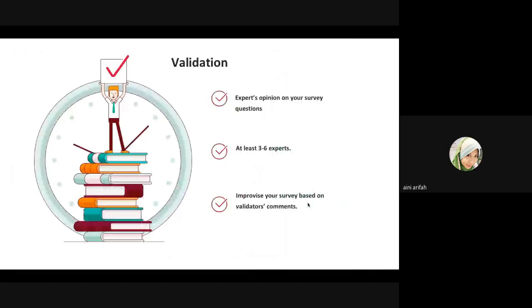Okay, the first thing after you've designed a questionnaire, make sure you validate your questionnaire by using experts' opinion on your survey questions. At least 3 to 6 experts, and some studies even need more than 6 experts, sometimes even up to 10 experts to validate your questionnaire. And once the experts have given their comments, make sure you improvise your survey based on the validators' comments. Then only you can distribute your questionnaire.